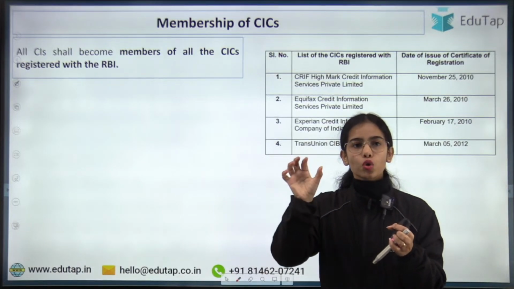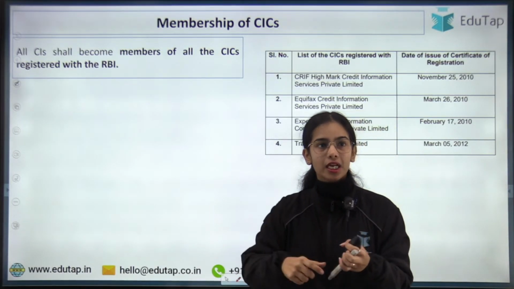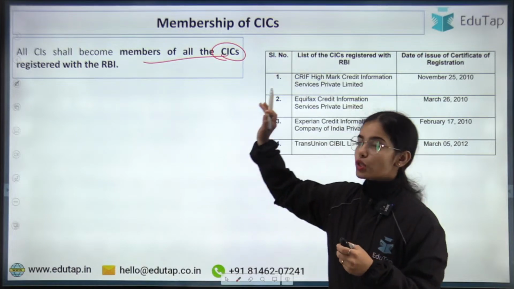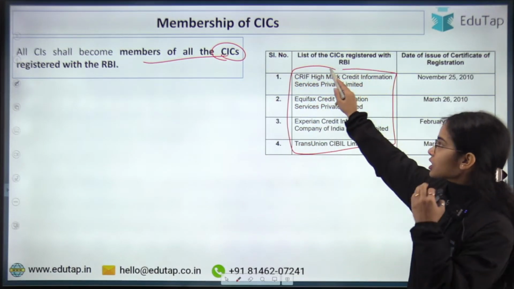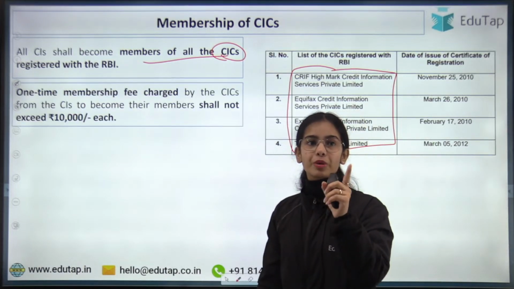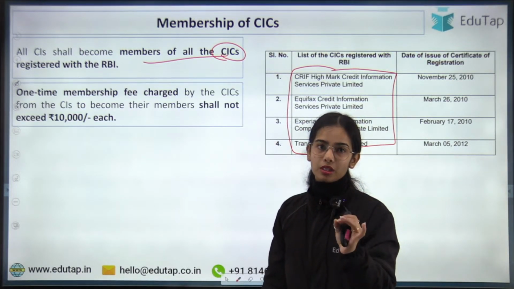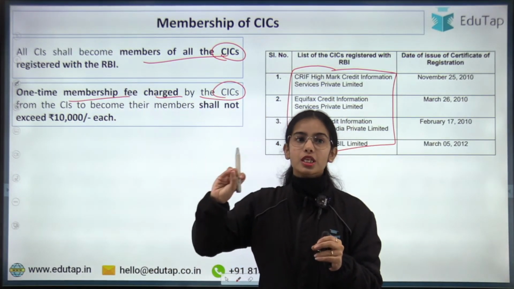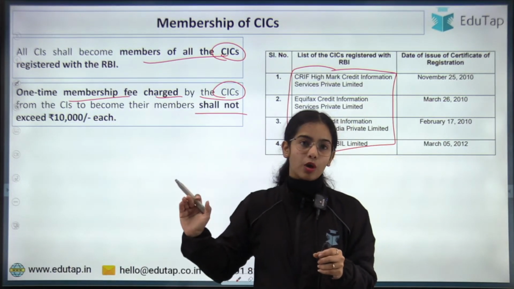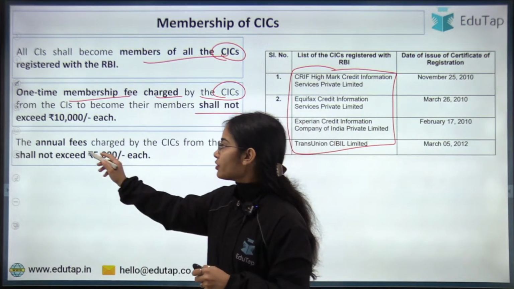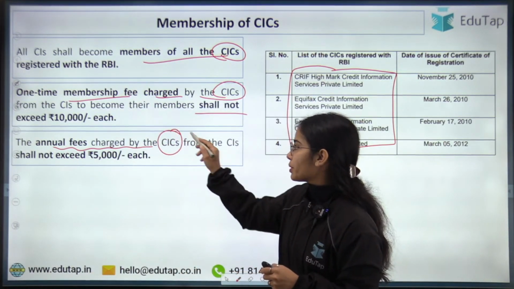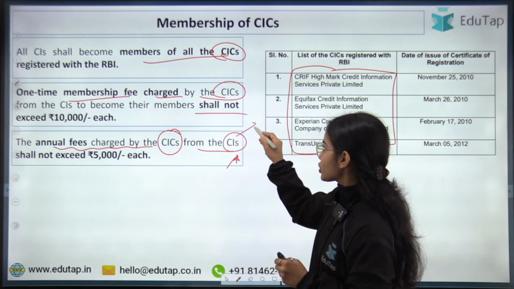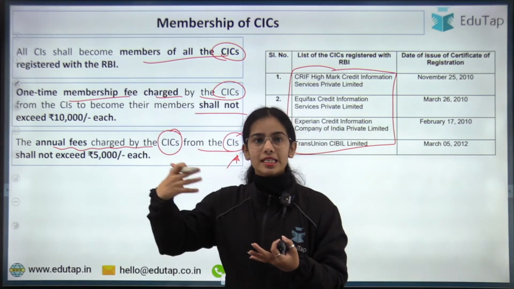They also provide credit. So all the credit institutions that provide credit shall become members of all the credit information companies registered with the RBI. There are 4 credit information companies registered with the RBI, so all the credit institutions have to become members of all of them. The one-time membership fee charged by the CICs from the credit institutions shall not exceed 10,000 each, as well as the annual fees shall not exceed 5,000 each.